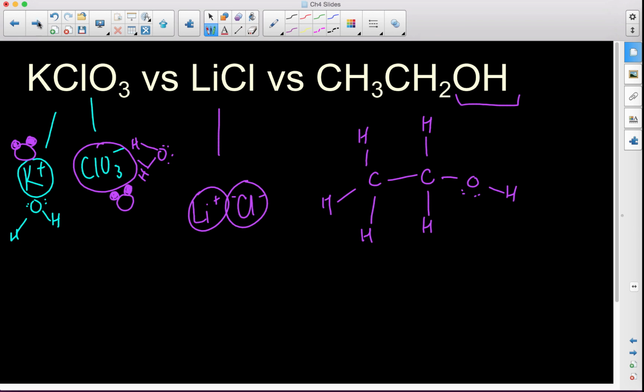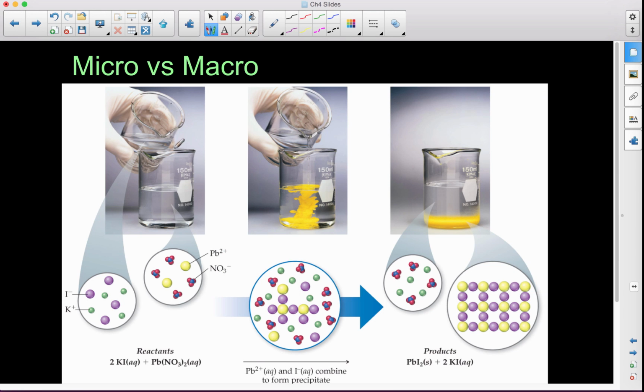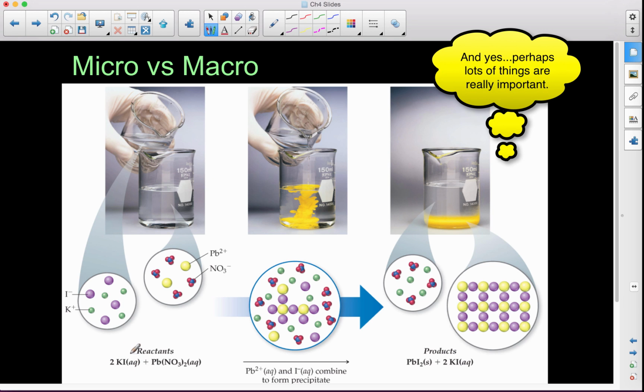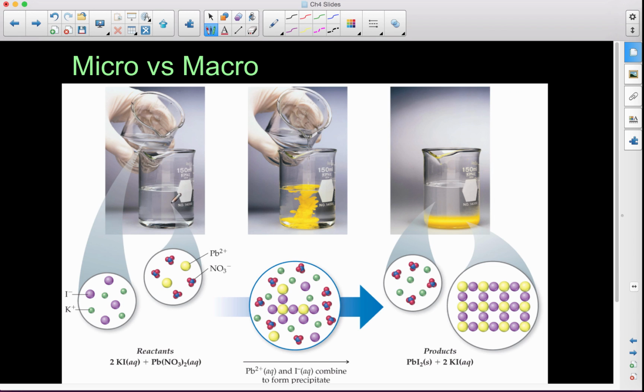Okay, next up. Micro versus macro, really, really important, like I talked about already, right? It's important that when you look at this, if I say that that's aqueous potassium iodide and this one is aqueous lead nitrate, you should be able to tell me that this is potassium ions and iodide ions, lead ions, and nitrate ions. And then what happens when we mix them together? This is why, again, if I just took solid of these two and mixed them together, nothing would happen, because they have to be separated so that the respective ions can run into each other, and we can get chemical reactions that happen.